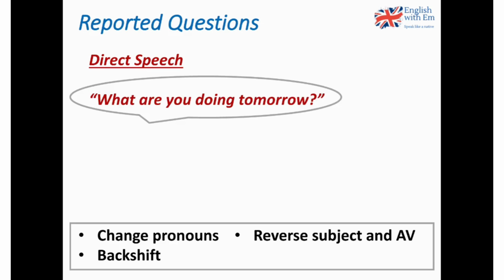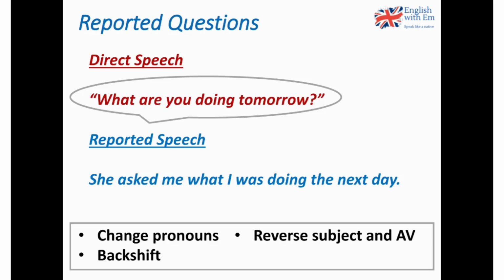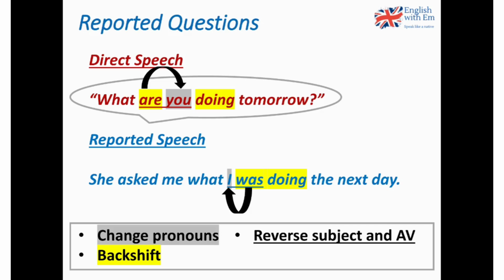What are you doing tomorrow? Reported speech. She asked me what I was doing the next day. So we're going to change the pronouns. You becomes I. We're going to backshift. Are doing, was doing, and we need to reverse the subject and the auxiliary verb. Are you becomes I was.